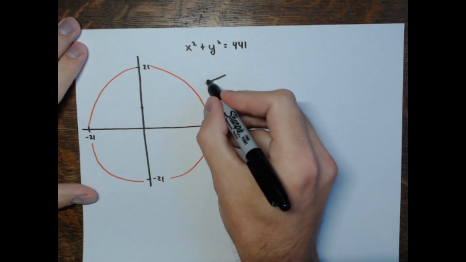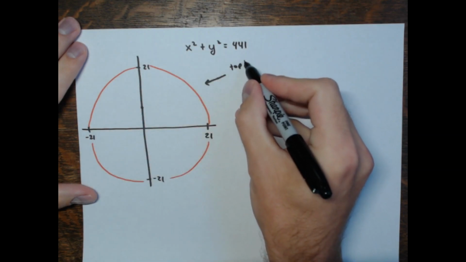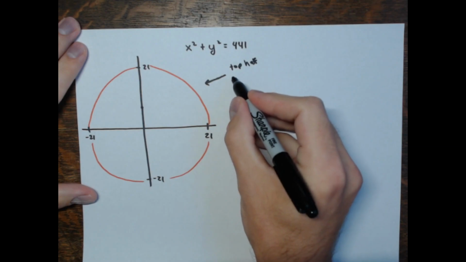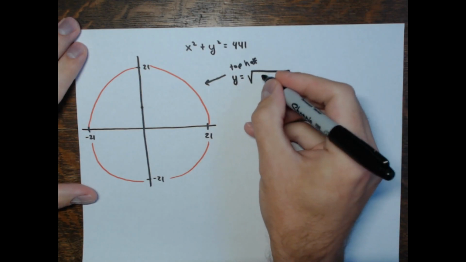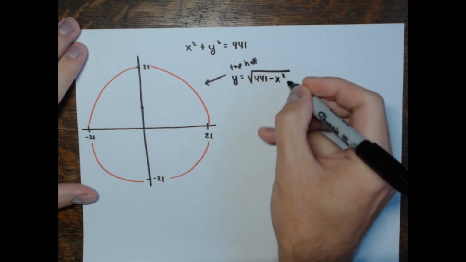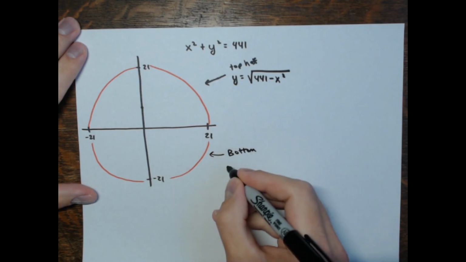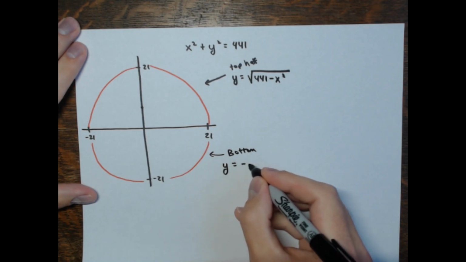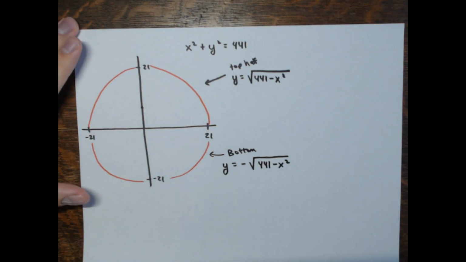And then if I were to solve for y, the top half of the curve has this equation. The y coordinate is the positive square root of 441 minus x squared. And the bottom half of the curve, the y coordinates are the negative square root of 441 minus x squared. If I solve that circle equation for y, I get the top half and bottom half.